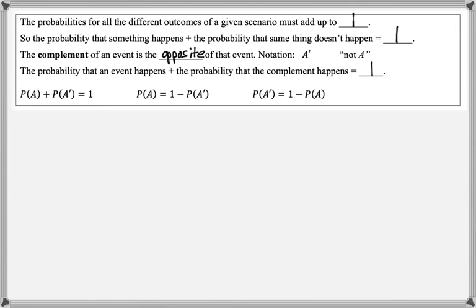So this leads to 3 true statements. The probability of A plus the probability of A complement is 1. The probability of A is equal to 1 minus the probability of A complement. And the probability of A complement is equal to 1 minus the probability of A.